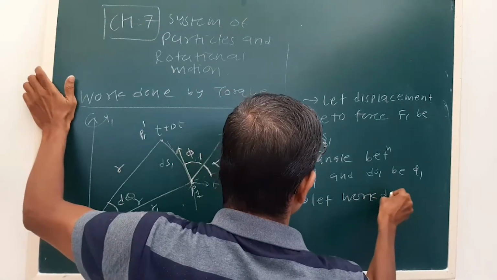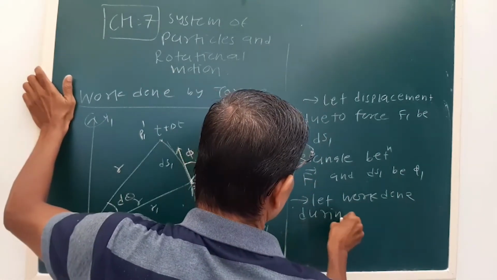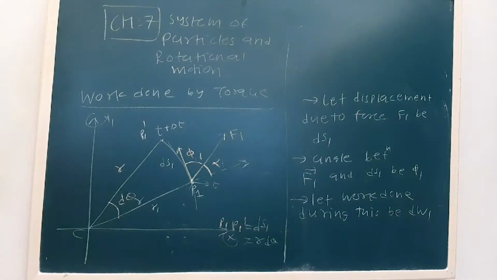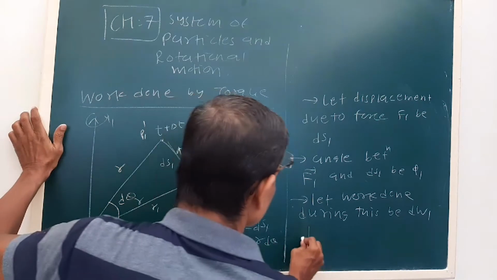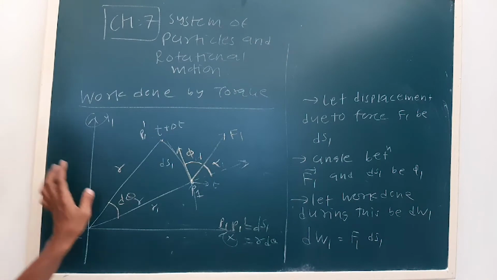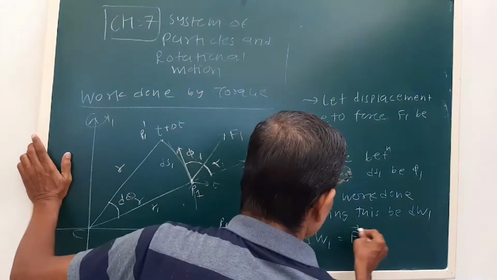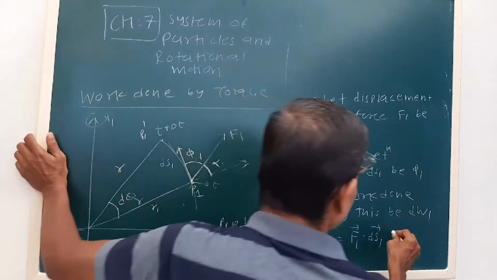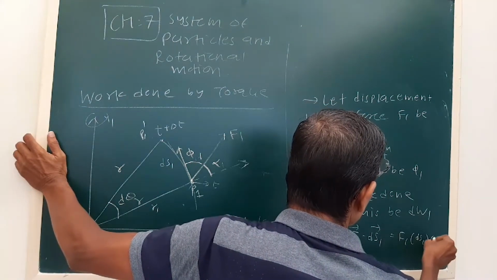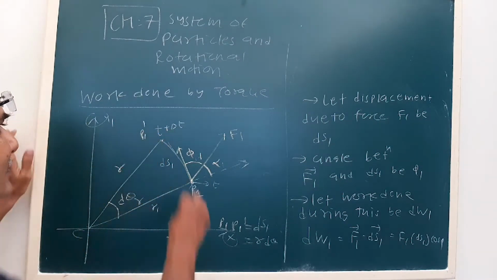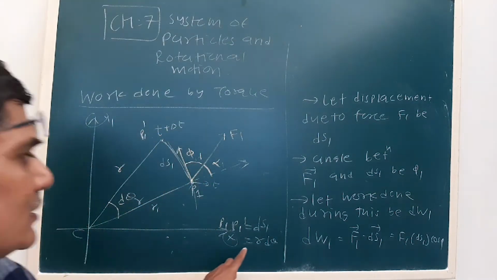Let the work done during this be dW1. Now what is the simple formula for the work done? Work done is force into displacement. So dW1 is F1 into ds1. But in the work formula, it is F dot ds. The angle between F and ds is phi, so we can write F1 ds1 cos phi. Now what is ds1? It is the length of the arc PP dash, that is equal to r into d theta.